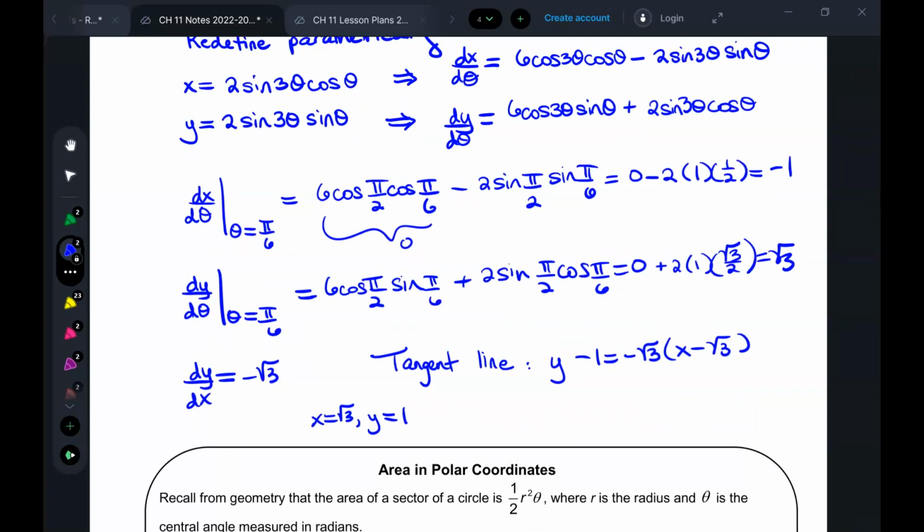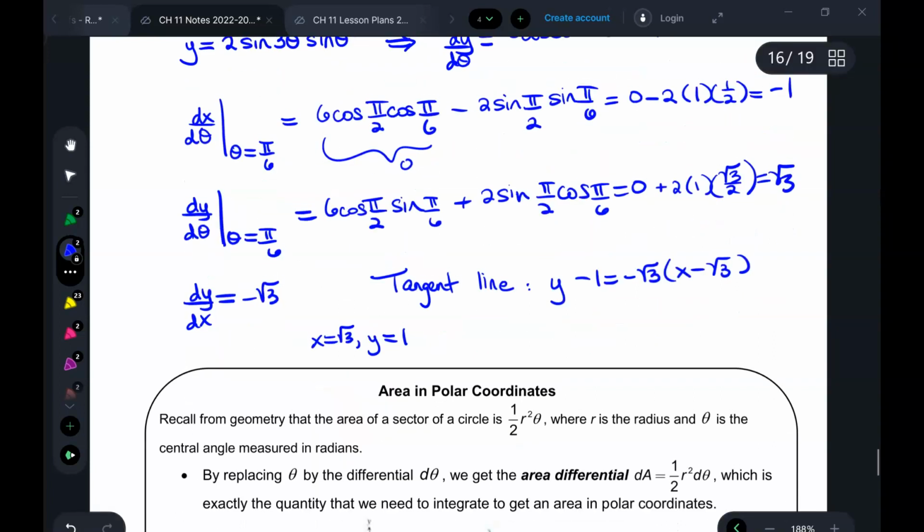Okay, so that's where we will leave it for now. In the next lesson, we will work with area.